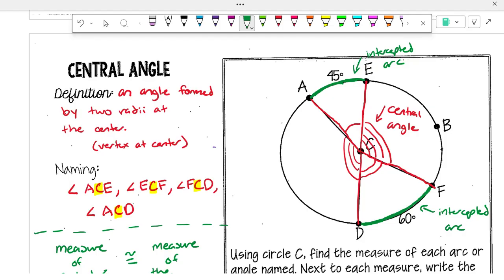Whatever the measure of the arc is, that's the same measure of the central angle. So if this arc is 45 degrees, what is this angle? 45 degrees. If this arc is 60 degrees, what is this angle? 60 degrees. And it works vice versa. So if they gave you the angle and they want you to find that arc, it'd be the same thing.